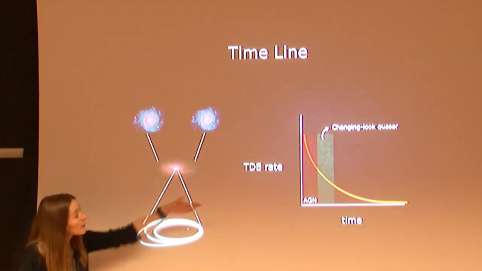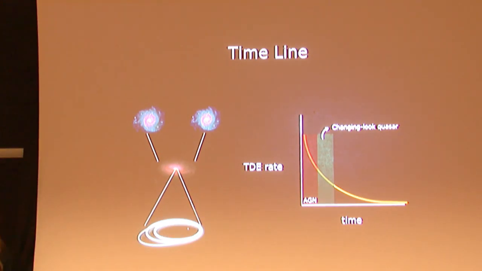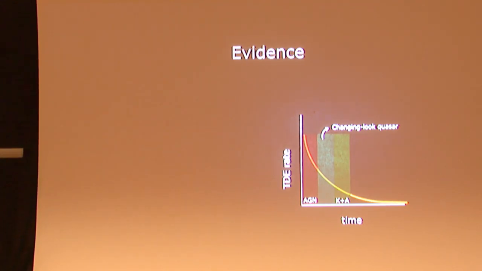I don't know. But maybe in that in-between phase, you're going from something that looks like an AGN, but every now and again you throw in another TDE. What does that look like? Changing-look AGN? I don't know. Eventually, you'll pass through a K+A phase post-merger. Your rate's still really high.